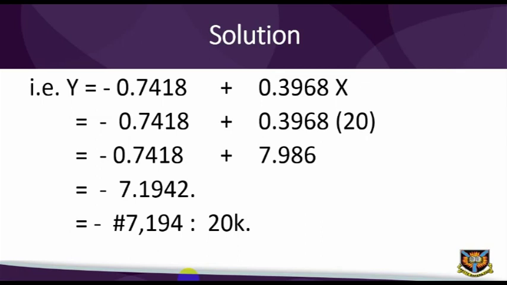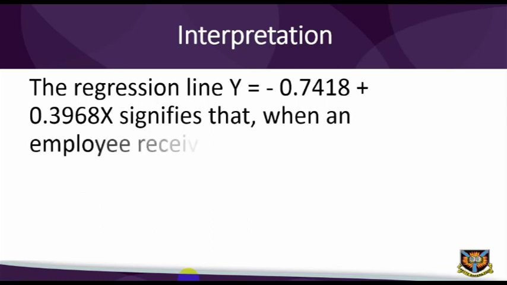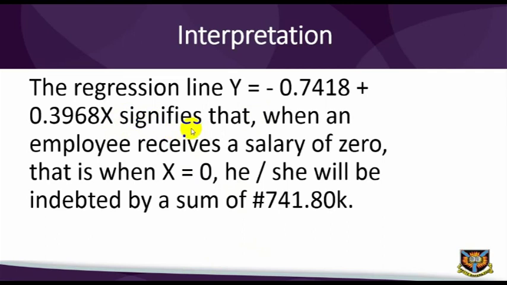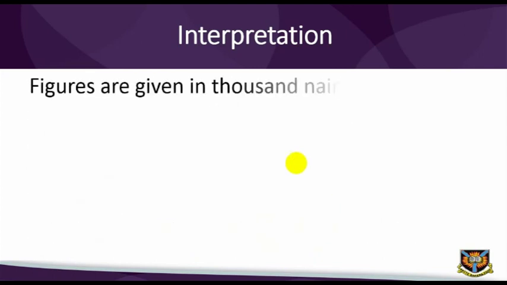Interpretation. The regression line y is equal to minus 0.7418 plus 0.3968x signifies that when an employee receives a salary of 0, that is, when x is equal to 0, he or she will be indebted by a sum of 741 naira 80 kobo. Remember, a is the intercept of the regression line. Also remember that the figures are given in 1000 naira in the question.